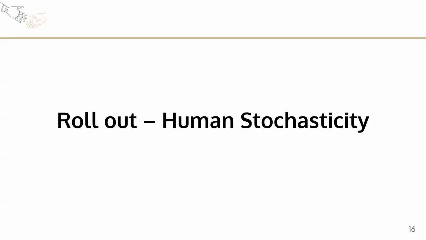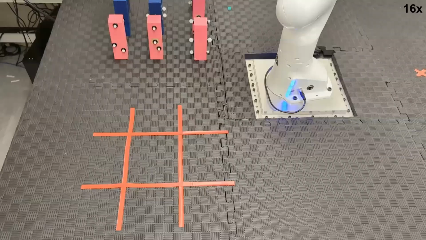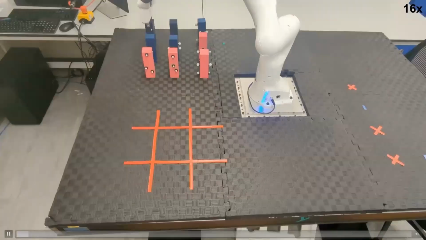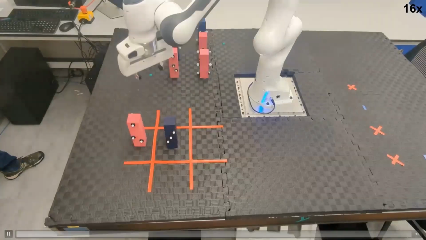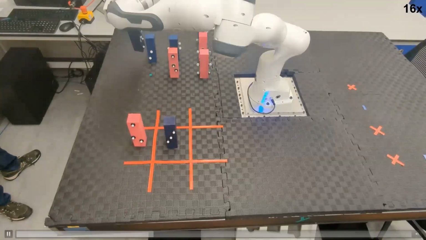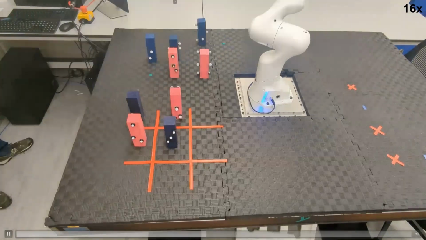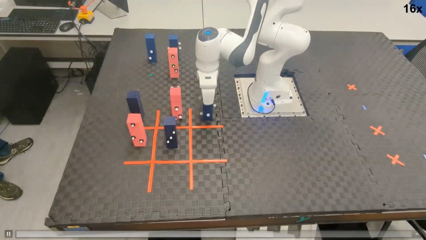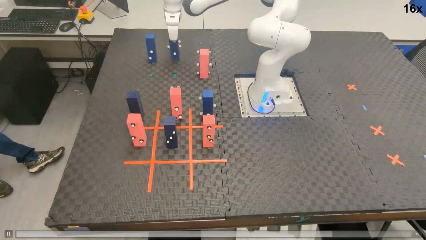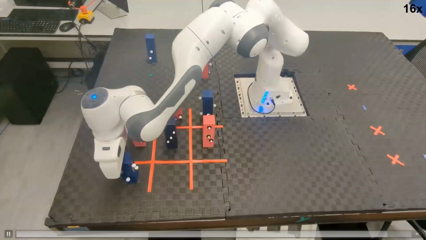Finally, let us consider the stochasticity in human actions. Instead of placing on the top left, the human places it in the middle. Next, the human will choose an action where there is a non-zero probability of the human winning if the robot fails to successfully place its marker on the bottom.